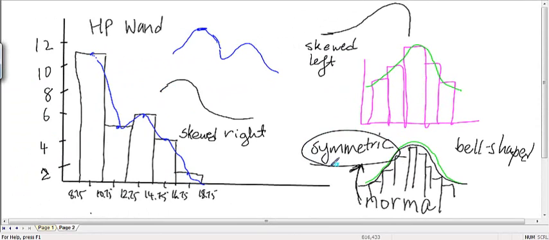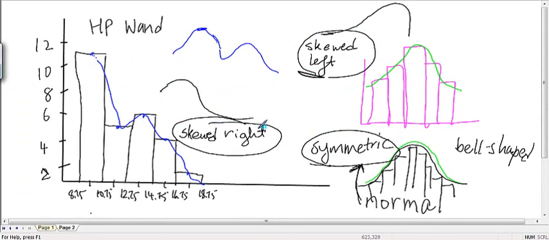You could have symmetric, you could have skewed left, and you could have skewed right. Okay? And remember, with skewness, you always look at the tail. If the tail is on the left, it's skewed left. If the tail is on the right, it's skewed right. If it is skewed right, that means most of the data is on the lower end. Okay? Most of the data is here. If it's skewed left, that means most of the data is on the right, on the upper end.